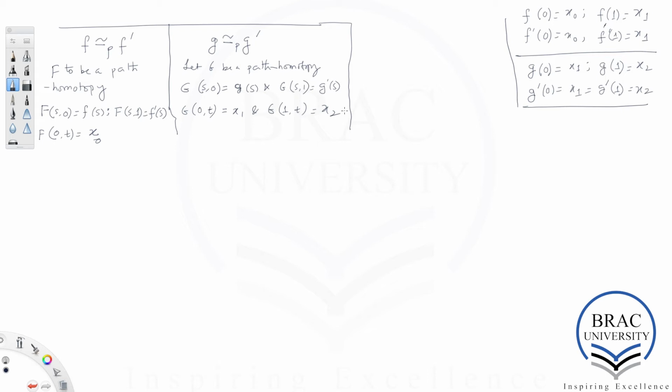Now recall the definition of H. We defined H(s, t) as F(2s, t) for s between 0 and 1/2, and we define H(s, t) to be equal to G(2s minus 1, t) when s lies between 1/2 and 1. This is how we define H.